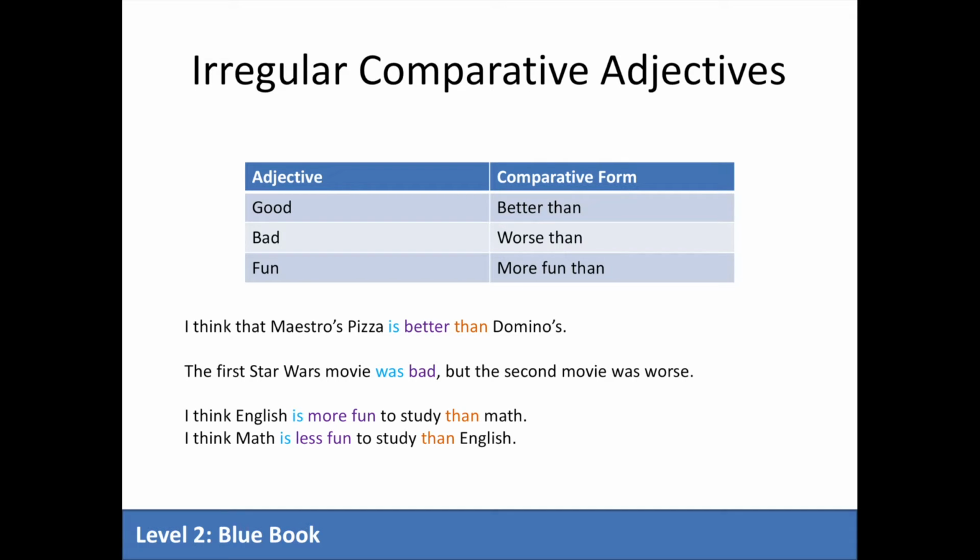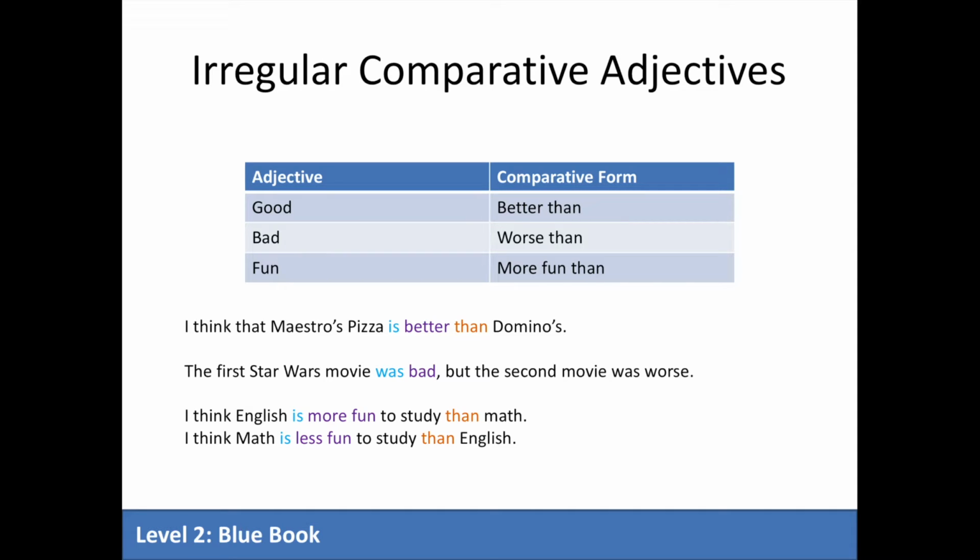Now, in the comparative, we have a few adjectives that are irregular. Again, irregular means they do not follow the rules of grammar. In some cases, the word may change completely. For example, we have the adjective good. To form the comparative, you'll need to write better than. For bad, you'll need to write worse than. And fun, in the comparative, is more fun than, not with an ER.